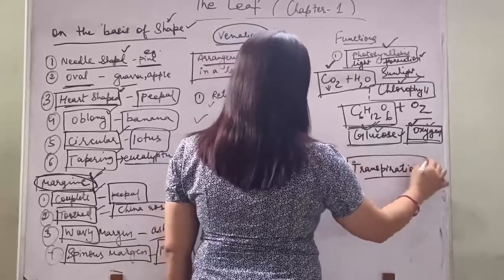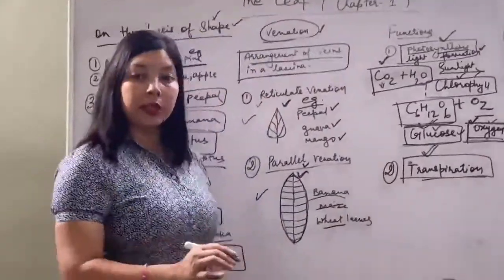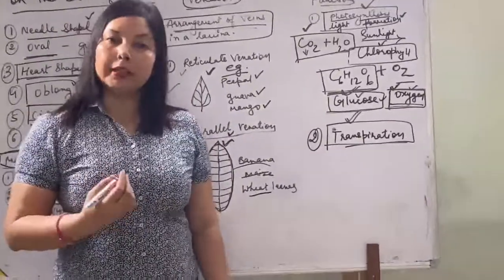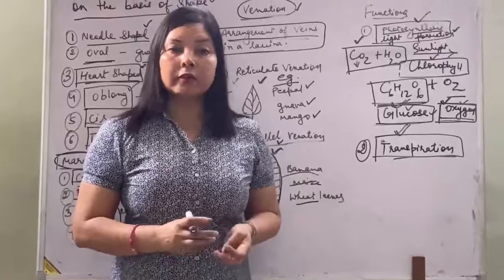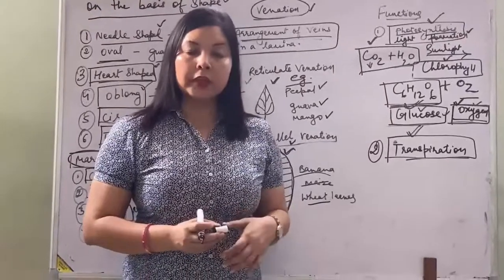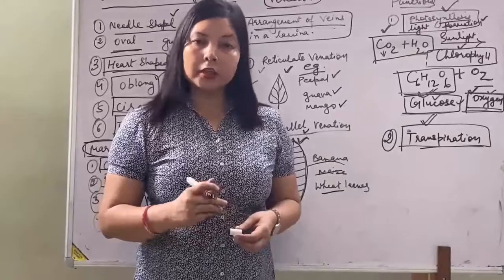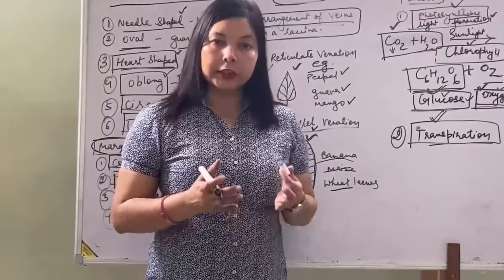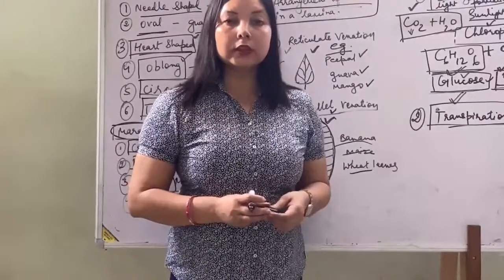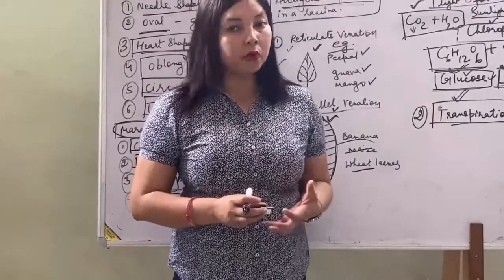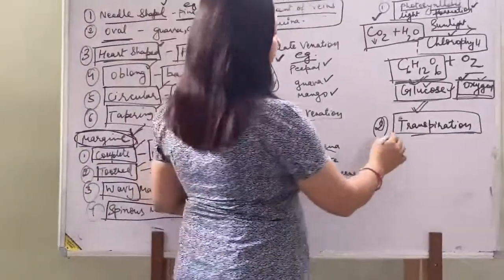Now we'll talk about transpiration. So transpiration is another important function which is exhibited by the leaf. Now transpiration is a process in which the water gets evaporated in the form of water vapor into the atmosphere. The leaf and the other green parts of the plant, they just lose water in the form of water vapor, and that process is known as transpiration.